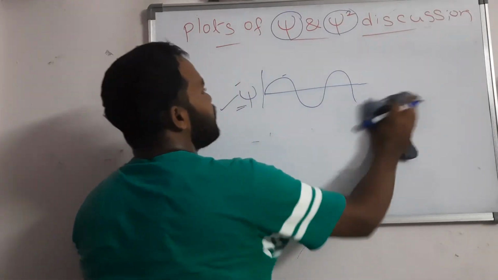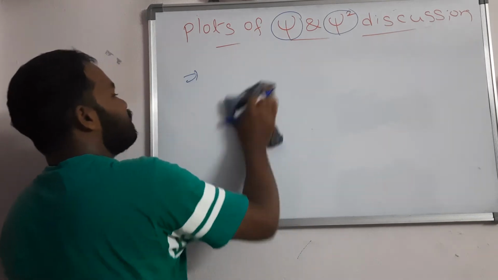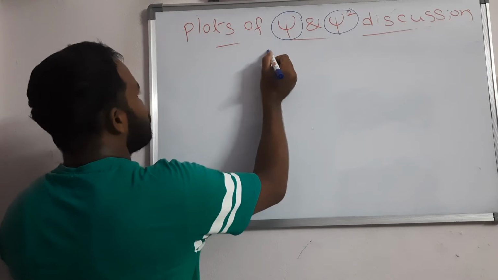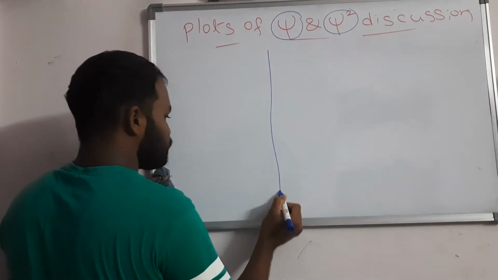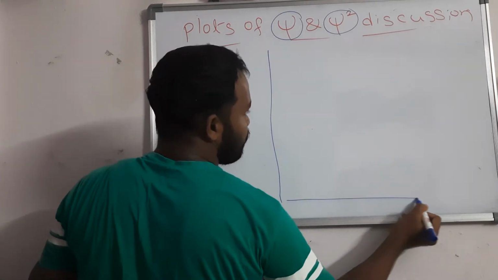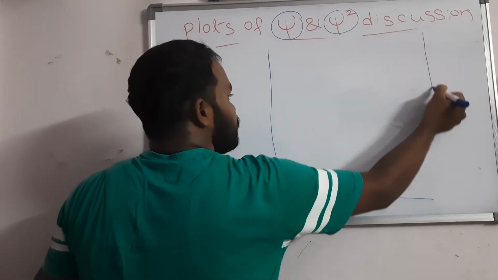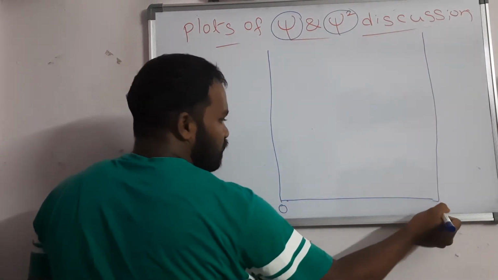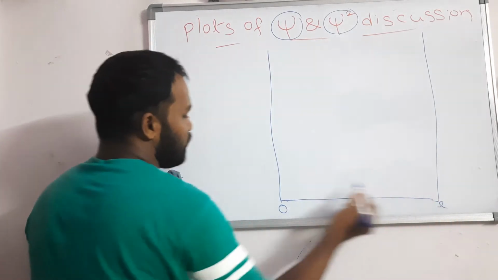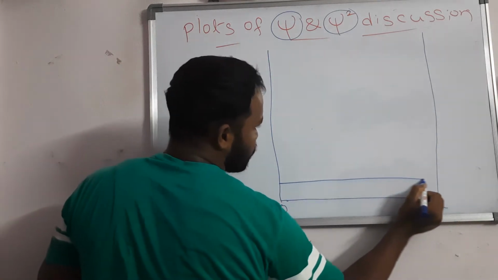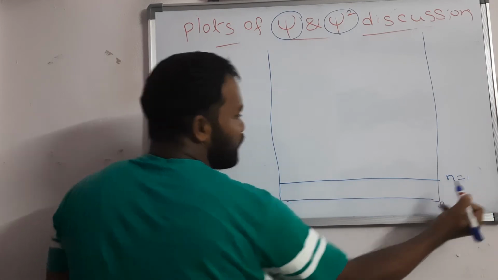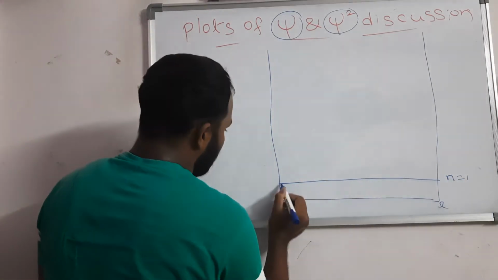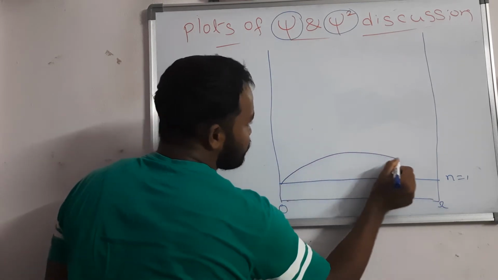Then I am taking the box, the 1D box. This is the box I am going to take. The boundary condition is 0 to L. Here first I am going to take n is equal to 1. N is equal to 1 means ground state. How is it? The wave should be like this.